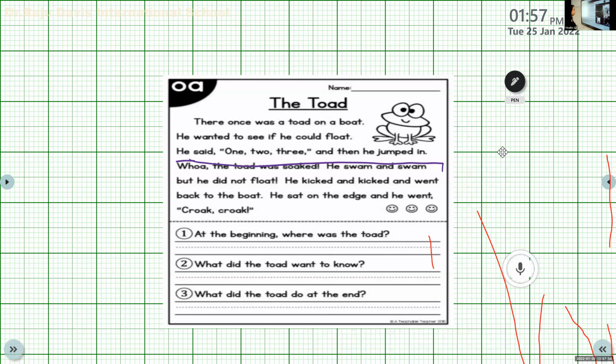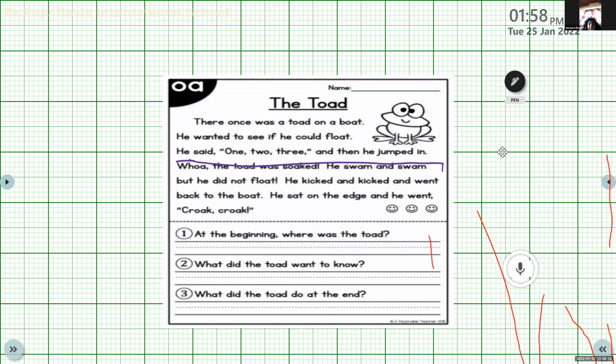There once was a toad on a boat. He wanted to see if he could float. He said one, two, three, and then he jumped in. That's it. Good. Nazia.